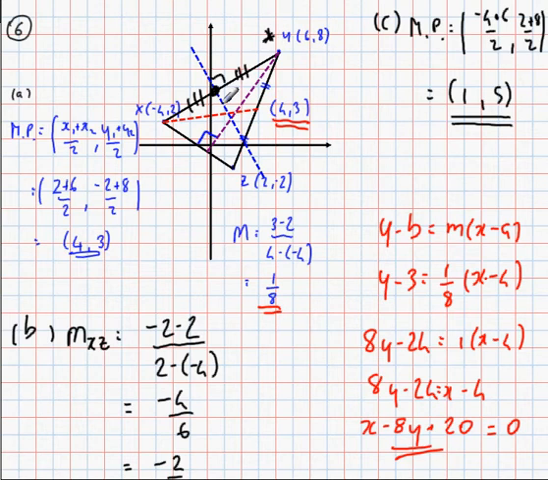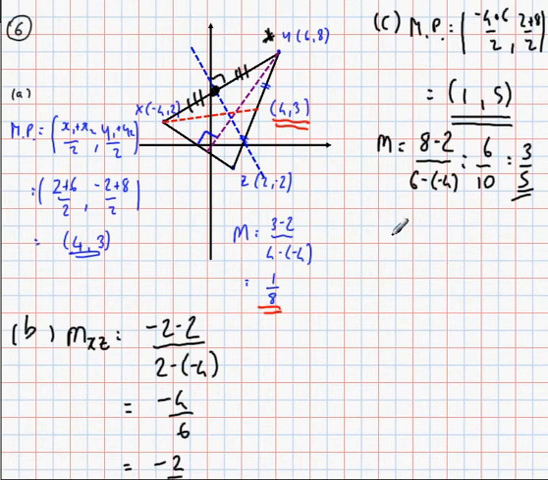We can now find the gradient by first of all finding the gradient of XY. So that's going to be 8 minus 2 over 6 subtract minus 4, and that is 6 over 10, which can simplify to 3 over 5. Again, we're thinking about perpendicular lines, so for the gradient of the perpendicular bisector it's m1 m2 equals negative 1, and the gradient of the perpendicular bisector will be minus 5 over 3.